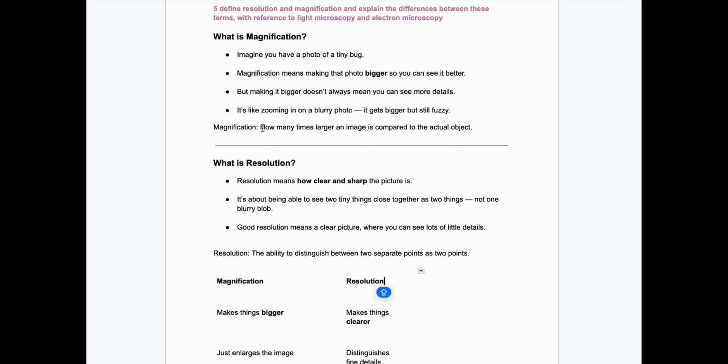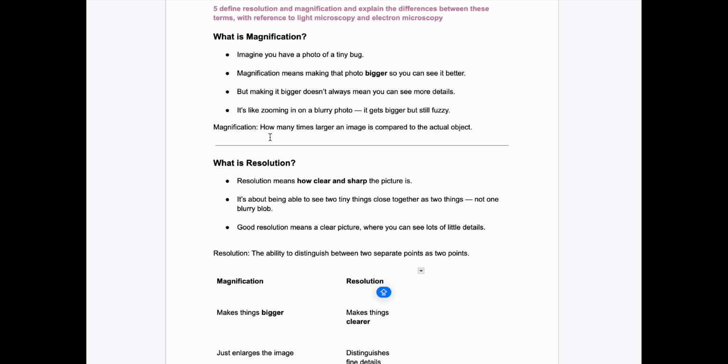So these definitions you do have to memorize. You can look at the mark schemes for the proper definitions. These come up often. You never know which one's going to come up, so you have to memorize them. So magnification is how many times larger an image is compared to the actual object. Magnifying, we all know what magnifying is, okay?